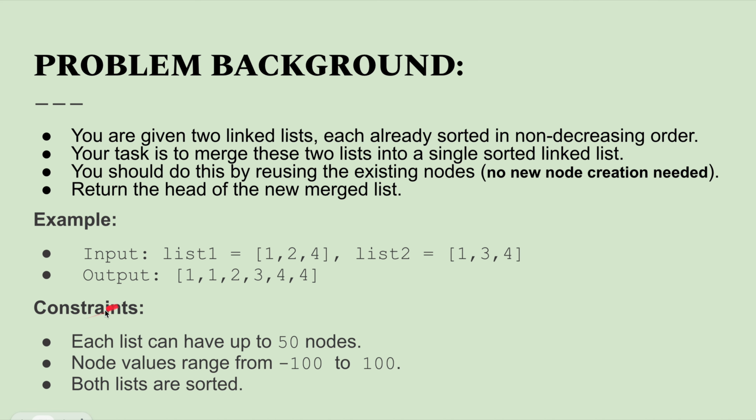What are the constants we have given? So each list can have up to 50 nodes, and the node range is between -100 to 100, and both lists are sorted, okay? So if you are reading the question, just assume that you understand the background clearly. So what is the background here? Means no new node creation should be there. This should be in your mind, right?